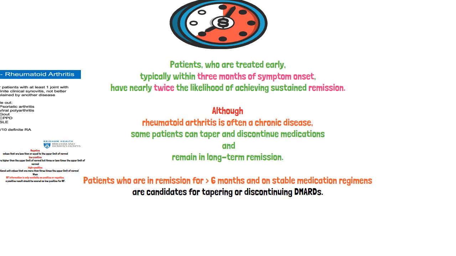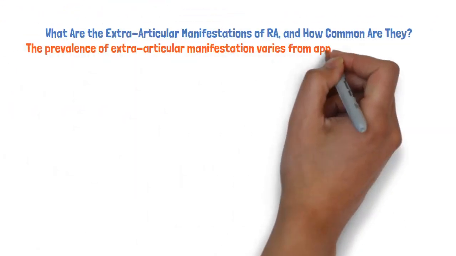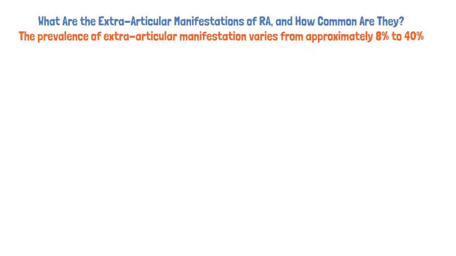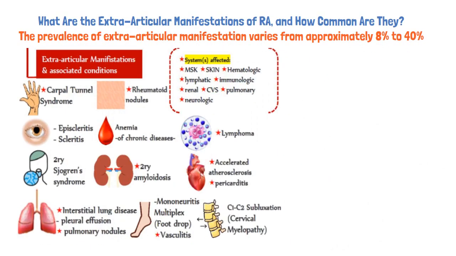Rheumatoid arthritis is an autoimmune disease, as we mentioned before. So the patient may have extra-articular manifestations. The prevalence of extra-articular manifestations varies from approximately 8% to 40% of patients. And this means that not all patients with rheumatoid arthritis have extra-articular manifestations. Only about 8 to 40% of patients have extra-articular manifestations in the lung, skin, eyes, heart, nervous system.